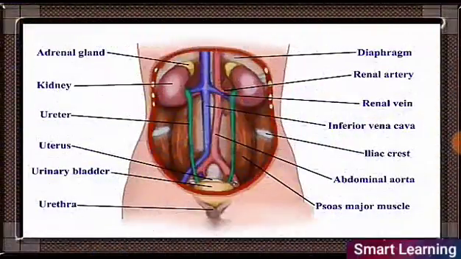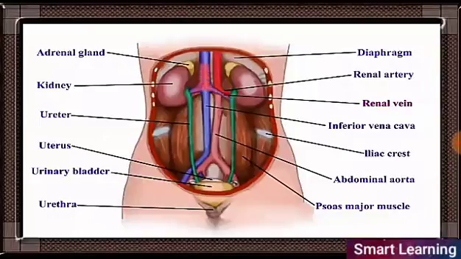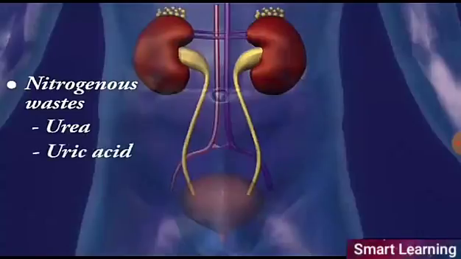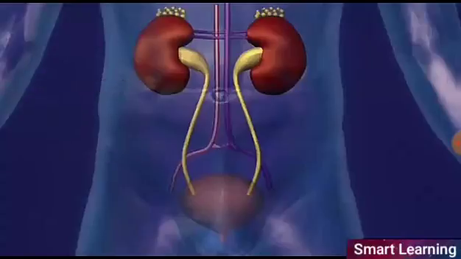The blood from the aorta enters the kidneys via the renal arteries, and after filtration, it returns to the posterior vena cava via the renal veins. The nitrogenous wastes such as urea and uric acid are removed from the blood in the kidneys through urine. The urine formed in the kidneys is passed through a pair of ureters into the urinary bladder, where it is stored until being released through the urethra.